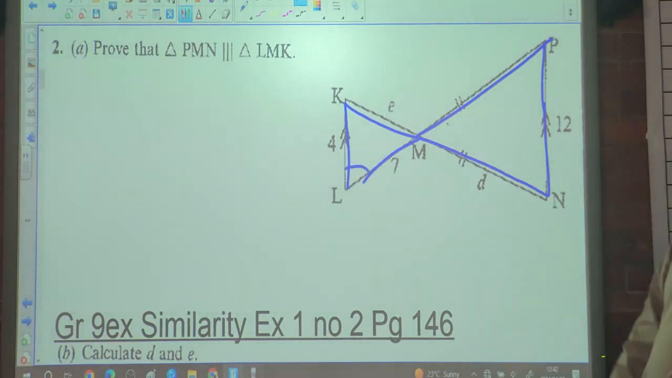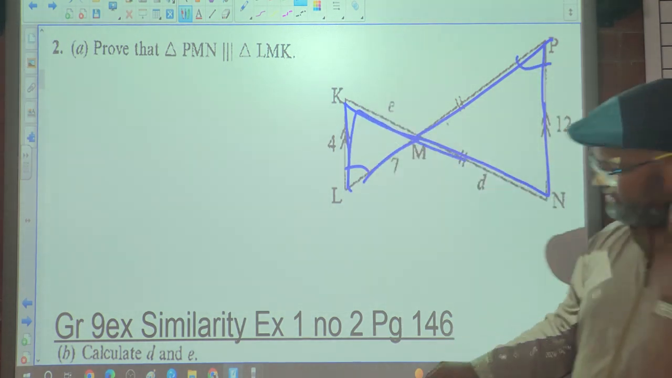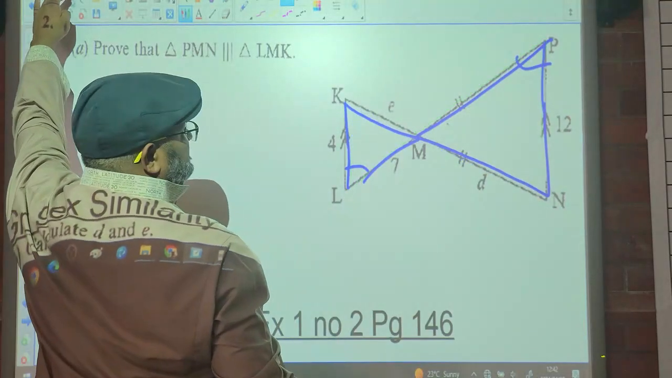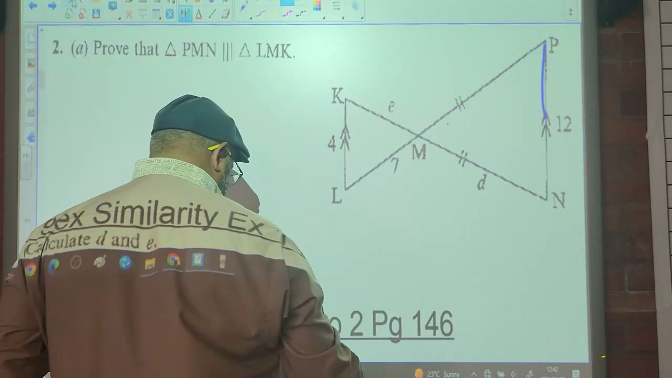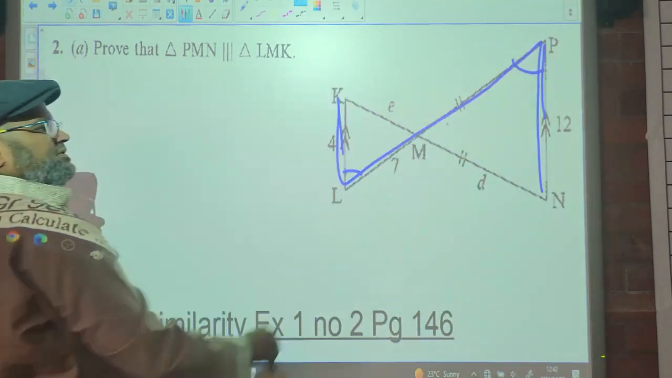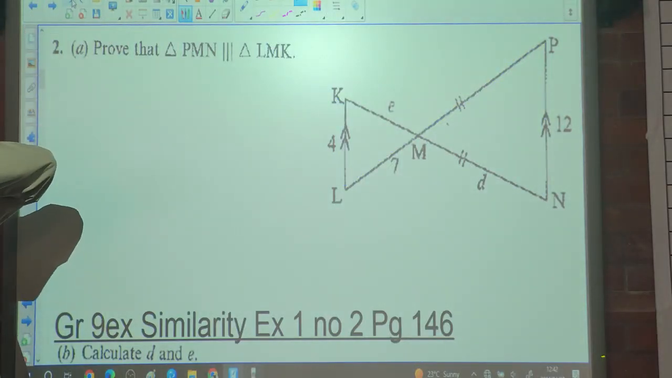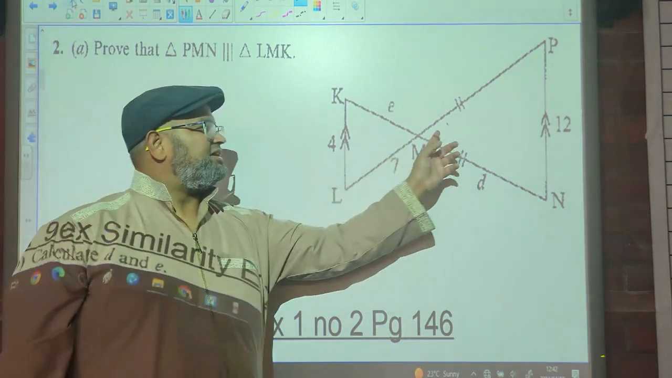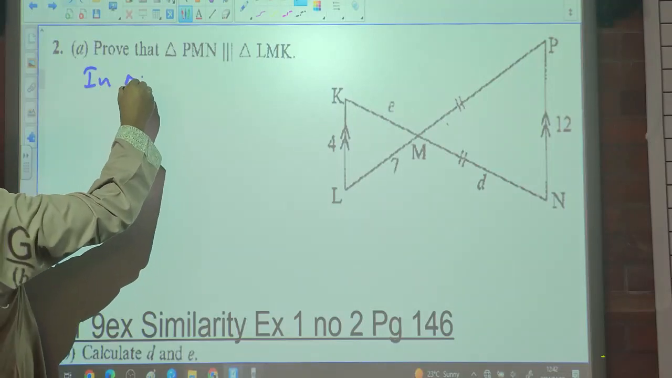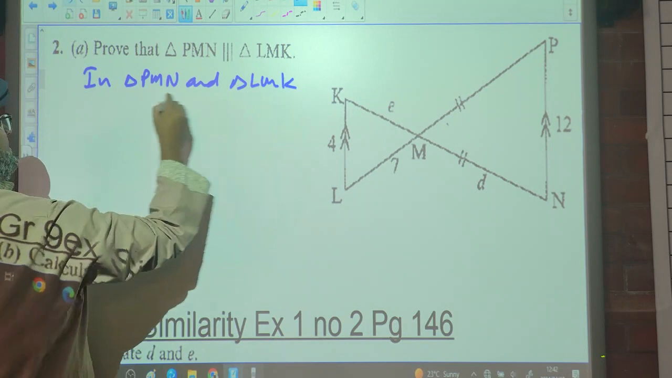Angle L is equal to angle P. Why? Alternate angles. Okay. So angle N is equal to angle P? Alternate angles. Another one: K is equal to N, alternate angles. And then this will be the third angle here. I'm going to start off by saying in triangle PMN and triangle LMK.